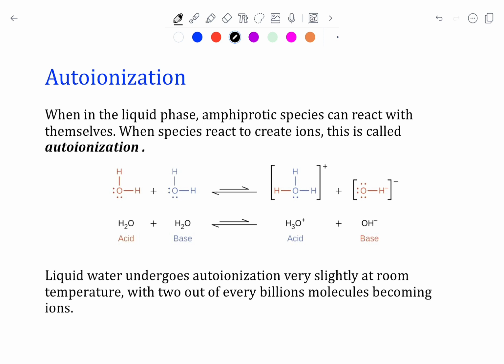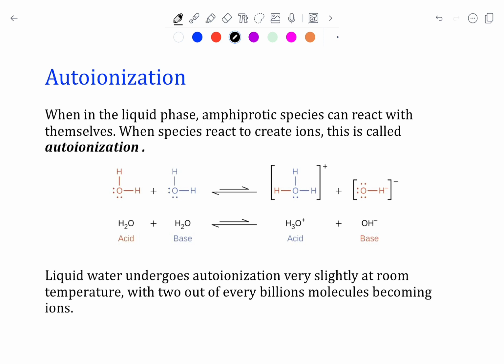So we see this more commonly with water. So liquid water will undergo auto-ionization very slightly at room temperature, with 2 out of every billion molecules becoming an ion. So if you have a water bottle next to you, you probably have a couple billion molecules of water in there. So you got a couple hydroxide and hydronium ions present in your water bottle right now, strictly because of auto-ionization, just because those 2 water molecules are next to each other and they're creating this equilibrium and acting as both an acid and a base.